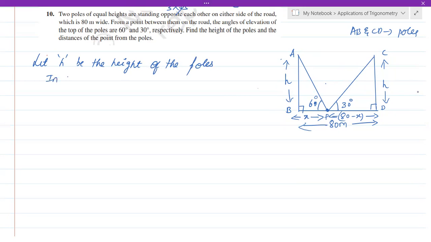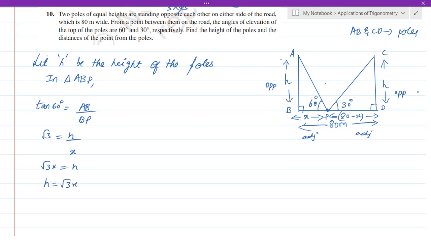Now let's take triangle ABP. In triangle ABP, again we are going to make use of tan. The angle is 60 degrees. Opposite to 60 degrees is AB, right? So this is the opposite side, and this becomes the adjacent. In the other triangle, this becomes the opposite side, and PD becomes the adjacent. So tan 60 is opposite by adjacent. Opposite is AB, adjacent is BP. So tan 60 value is √3, AB value is H, BP value is X. Therefore, if you cross multiply, √3x is equal to H, or H is equal to √3x. Let's take this as equation 1.